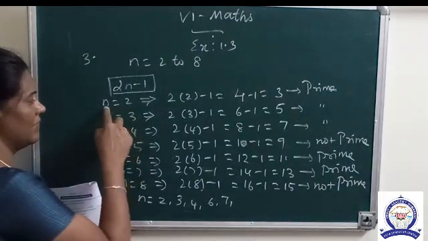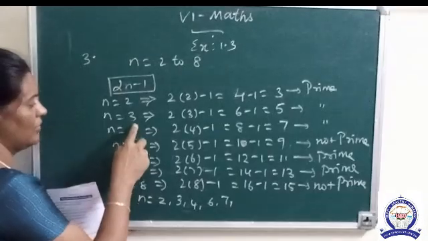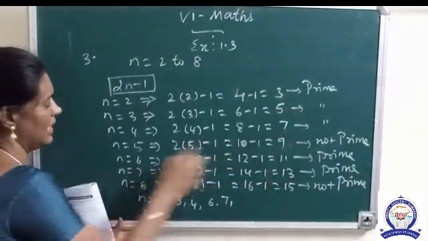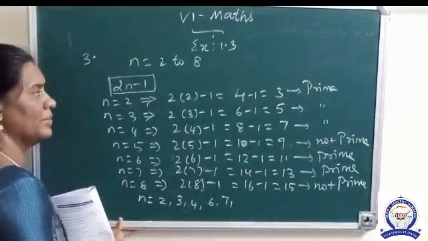See here, for n equal to 2, 3, 4, 6, 7 we have the prime number. Then 5 and 8 are not prime numbers.